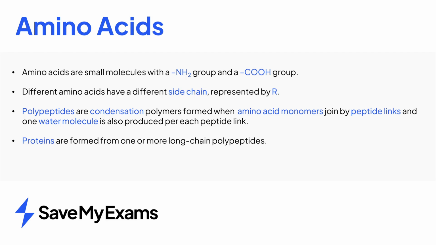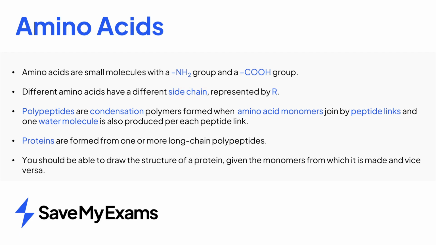Proteins are formed from 1 or more long-chain polypeptides, and different proteins contain different combinations and orders of amino acids. You should be able to draw the structure of a protein given the monomers from which it is made, and vice versa.